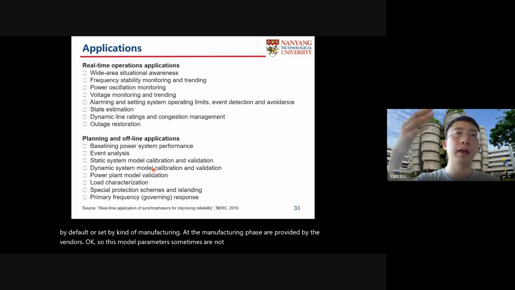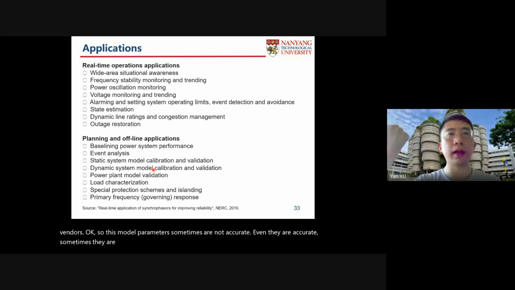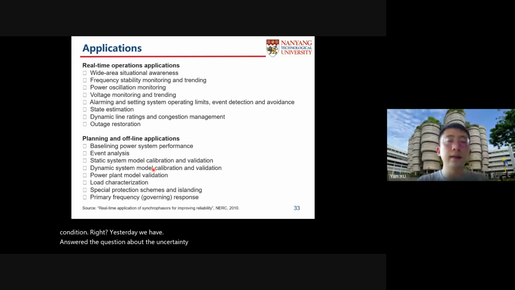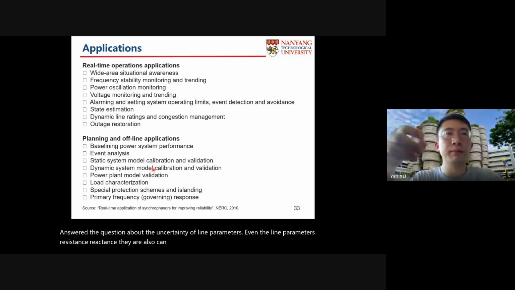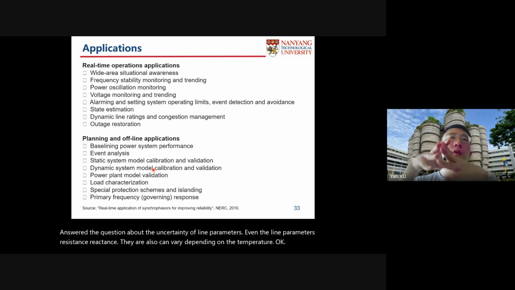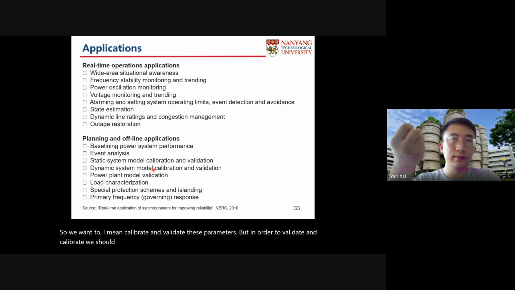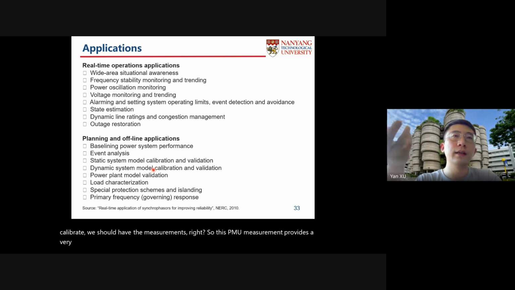Even if they are accurate, sometimes they still vary from time to time, and also depend on the operating condition, right? Yesterday, we answered the question about the uncertainty of line parameters. Even the line parameters, resistance and reactance, are also time varying depending on the temperature. So we want to calibrate and validate these parameters. But in order to validate and calibrate, we should have the measurements. So this PMU measurement provides a very useful data source for us to do the calibration.